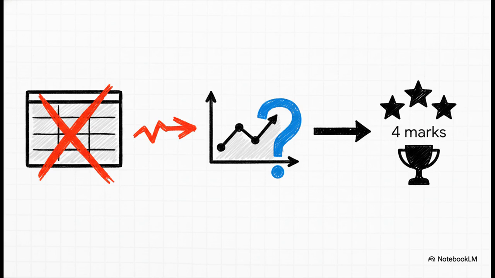Now you're probably thinking, easy. Get the table right, get the graph right, get 4 marks. But what if there's more to it? What happens if you make one tiny little calculation error in that table? Does that mean you automatically get 0 for the graph, even if you plotted your own wrong numbers perfectly? The answer might actually surprise you.